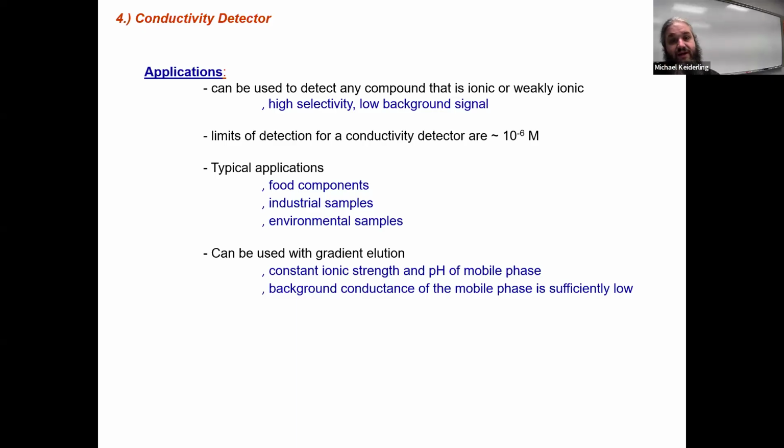This is used for food components, industrial samples, environmental samples. It can be used with gradient elution because it just requires constant ionic strength and pH of the mobile phase, and that the background conductance of the mobile phase is sufficiently low.